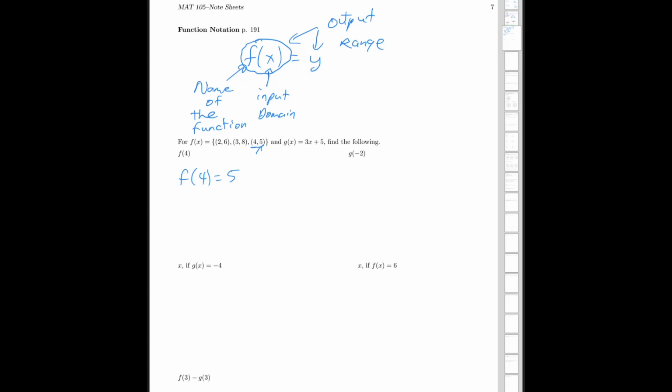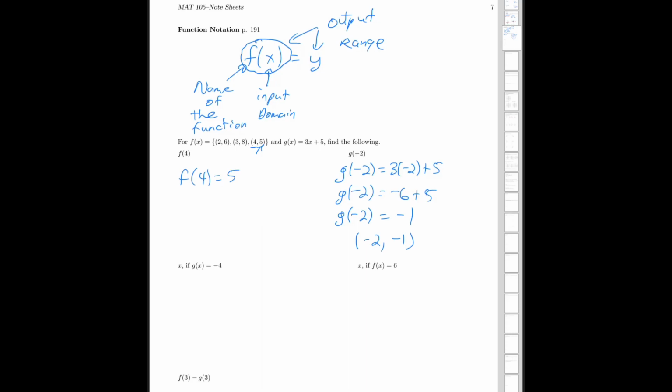Similarly, if I wanted to know what g of negative 2 is, but my g is an equation, what I need to do to figure out g of negative 2 is plug in negative 2 for x. So g of negative 2 equals 3 times negative 2 plus 5. And then we just simplify. So g of negative 2 equals negative 6 plus 5. So g of negative 2 equals negative 1. So that's how we write this answer in function notation. We could also write it as the ordered pair, negative 2 comma negative 1, because the input was negative 2 and the output was negative 1.